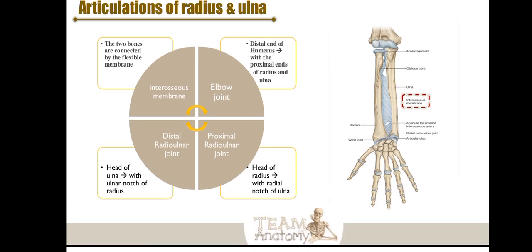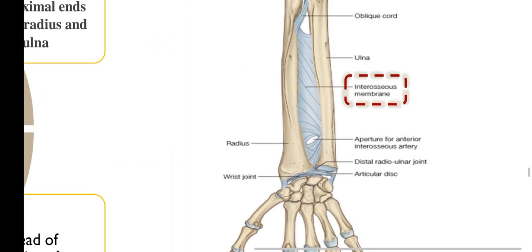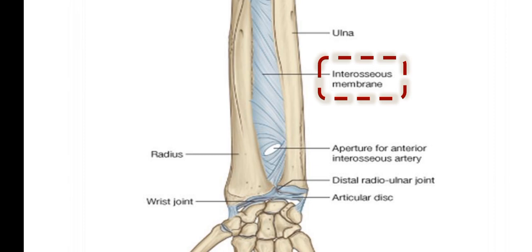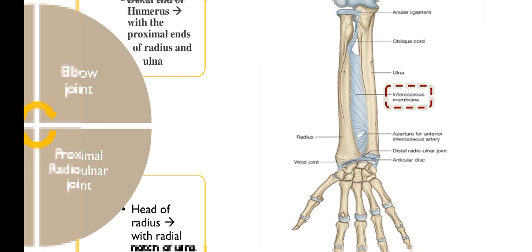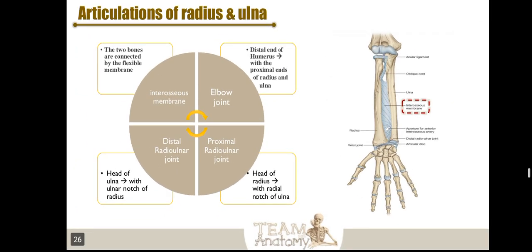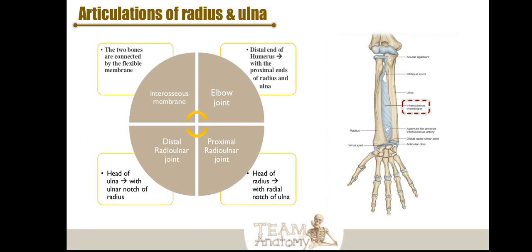The interosseous membrane combines these two special bones together, all right? The interosseous membrane has an aperture for passage of the interosseous artery, all right? Then the distal radio-ulnar joint, the wrist joint, all right? The two bones are connected by a flexible membrane.